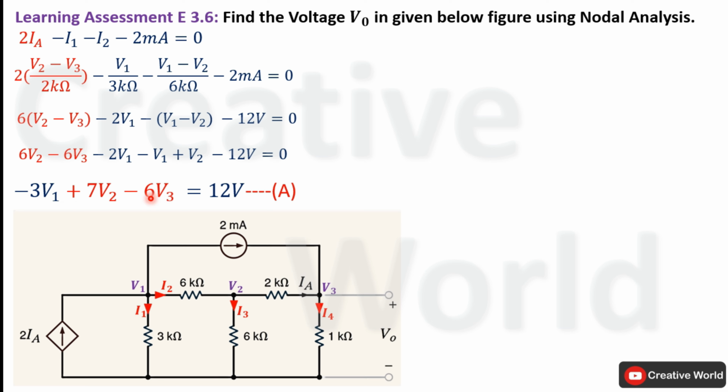We cannot further solve this equation, so we will leave it for now and label this equation as equation A. This is the first node voltage equation of this network. Now we will move towards second node.